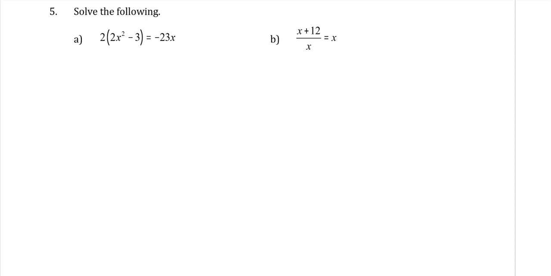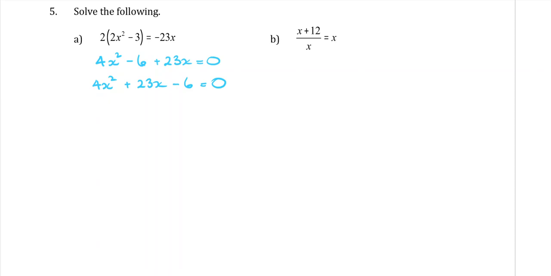So the first thing I'm going to do in this 5a here is expand it out, which will give 4x squared minus 6. And then the minus 23, I'm going to move it across to the left-hand side, so plus 23x equals 0. Now that's almost okay, but we need them in the right order. We need the 4x squared first, then the 23x should be next, and the minus 6 should be on the end. Now that is in the correct general form so that I can factorise it.